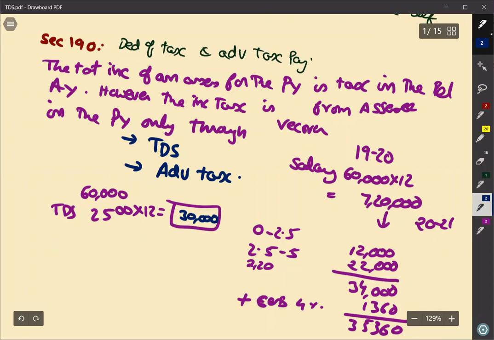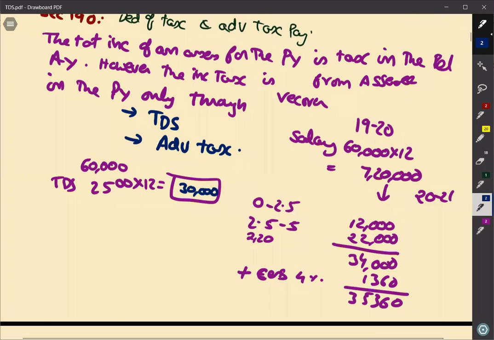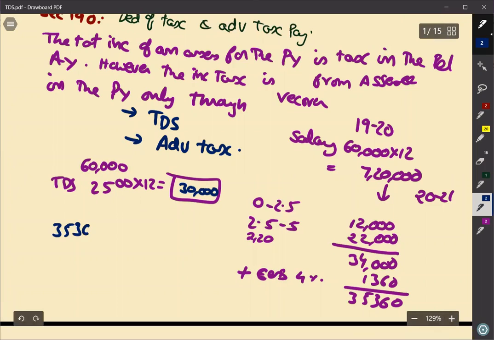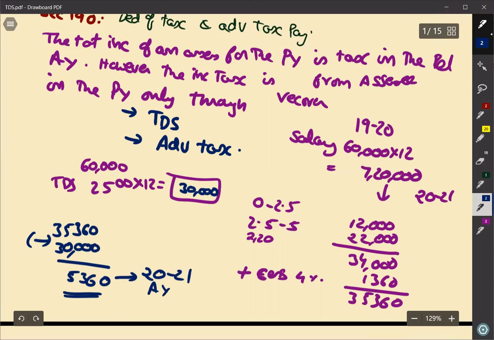Now you are supposed to pay a tax of 35,360, but the employer has already recovered this 30,000. Now what is your liability? 5,360 is your liability. When you pay this, you will pay in the assessment year. But the employer has recovered this 30,000 when? In the previous year.